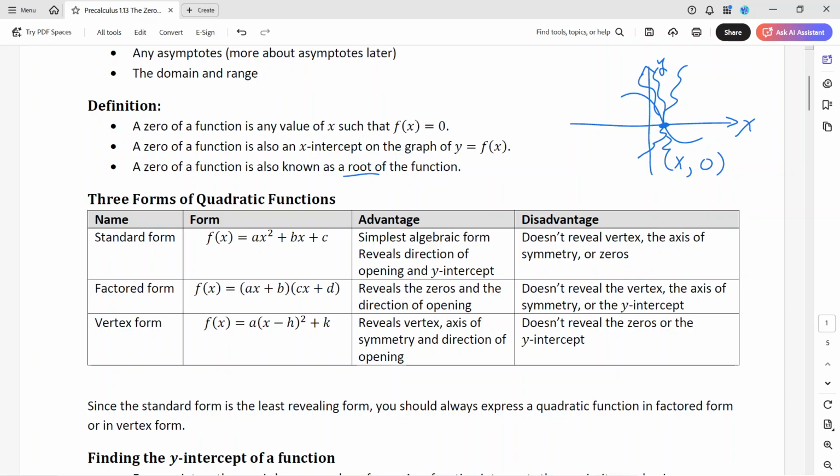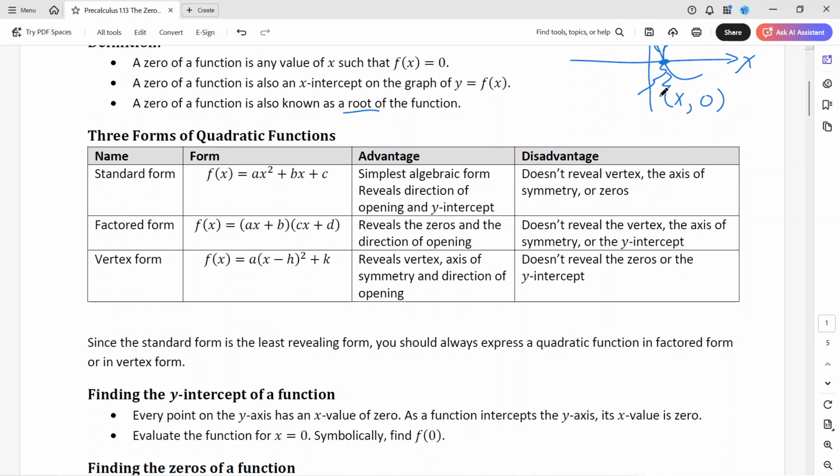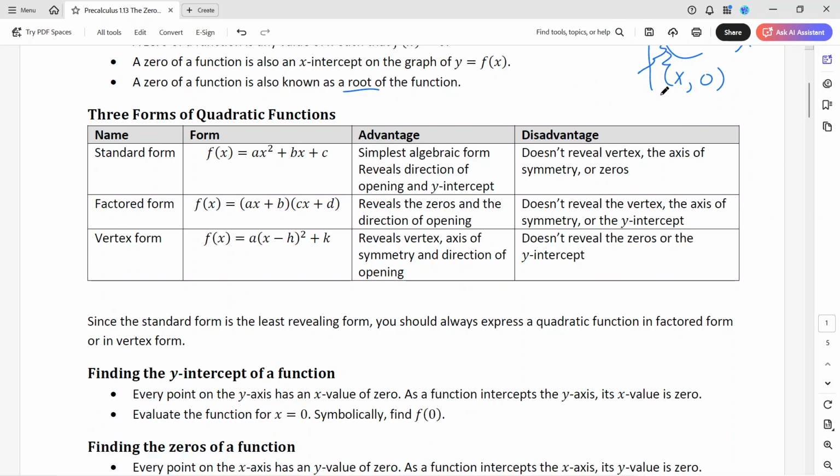So here's the things that we can see. Whenever we have a standard form equation, that's considered to be the simplest algebraic form, but it doesn't reveal much about it. For instance, if I input an x value of 0, then you can see that everything goes to 0 except the c. So that means that this c point is the y-intercept.